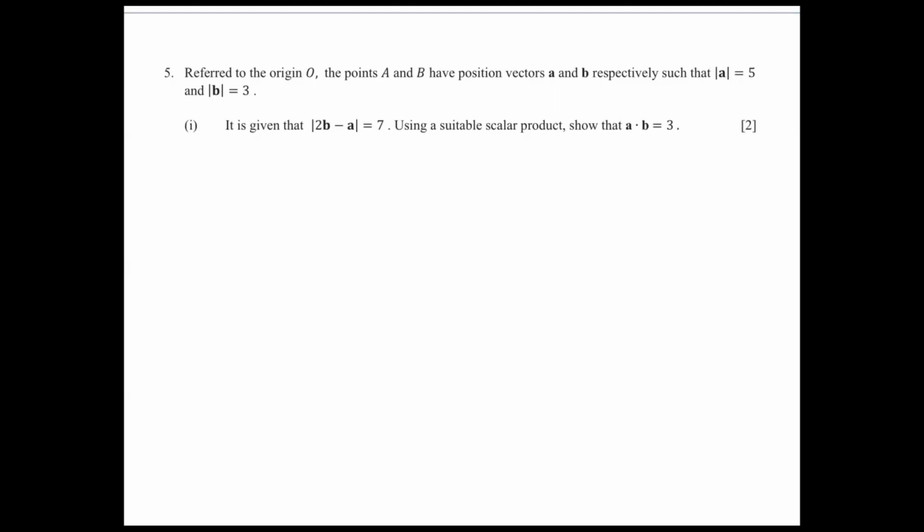Everyone starts in the same spot, or can write down everything in the question but doesn't know how to continue. Correct. You're given that the mod of 2b minus a is equal to 7, and then you get stuck there. Can someone give me an idea of what you can actually do there? There is something you can do to make that thing a bit better. What can you do with the mod? Yeah, you can square it.